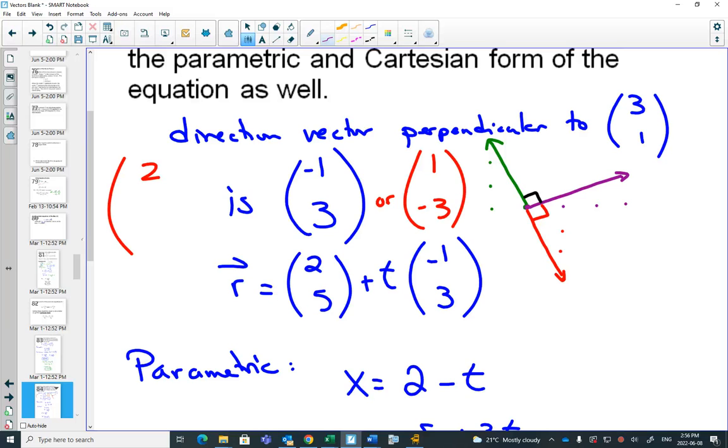Say I multiply that one by 2. That would also work. 2, -6. Whenever you change your direction vector, it just means that your t value changes proportionally to find the same points. With this one, if I wanted to go 1 down and 3 up, t would have to be 1. If I had the red one, then t would be -1, which would produce the same point.